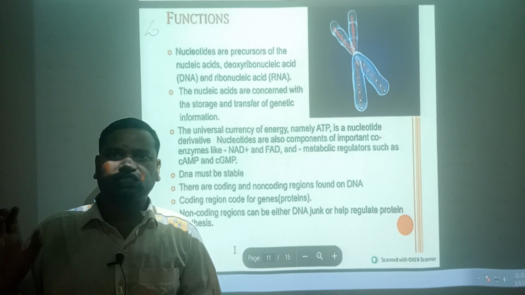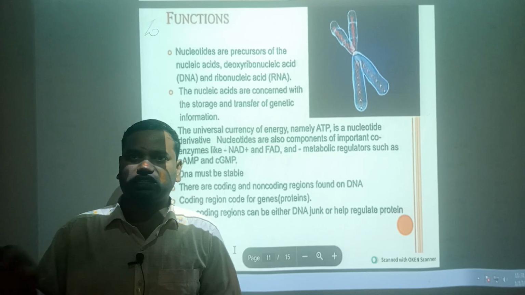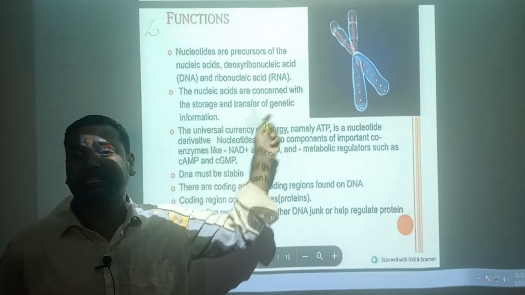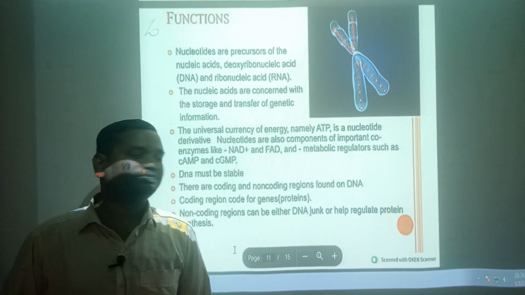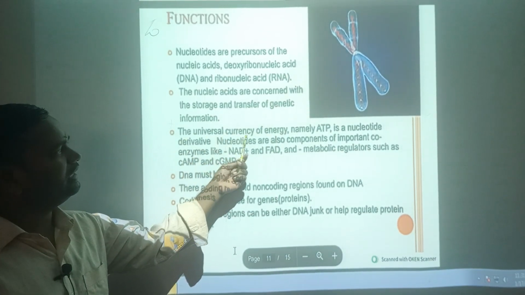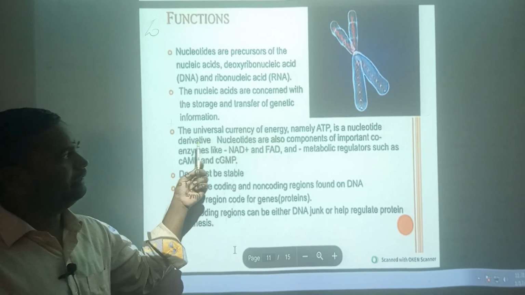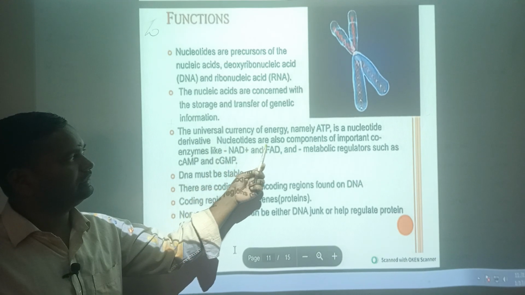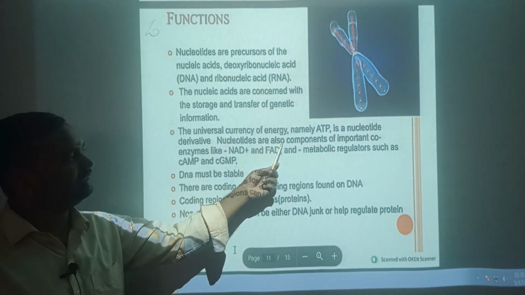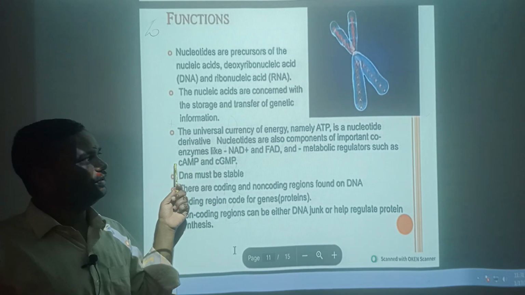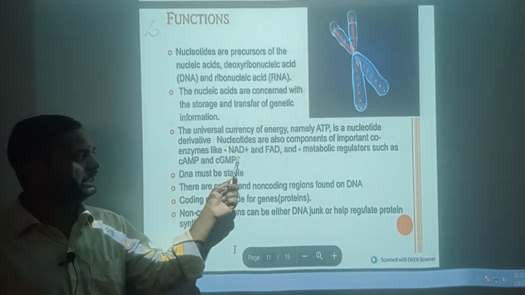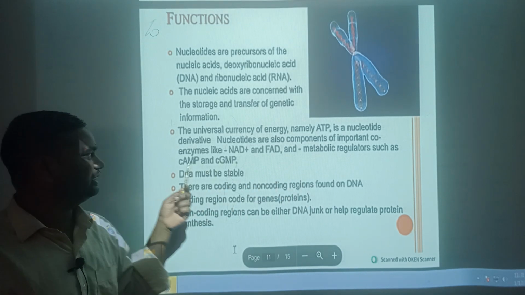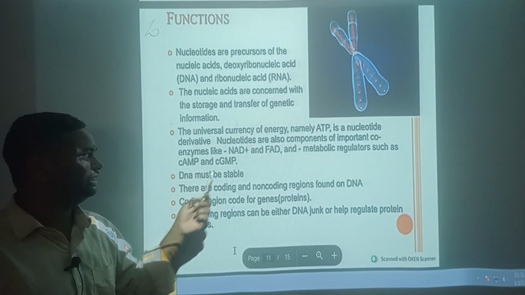That one is called transcription. Then the mRNA transfers to protein. That one is translation. This is the main important role of DNA. The universal currency of energy, namely ATP, is a nucleotide derivative, and nucleotides are also components of important coenzymes like NAD plus and FAD, and metabolic regulators such as cAMP and cGMP.